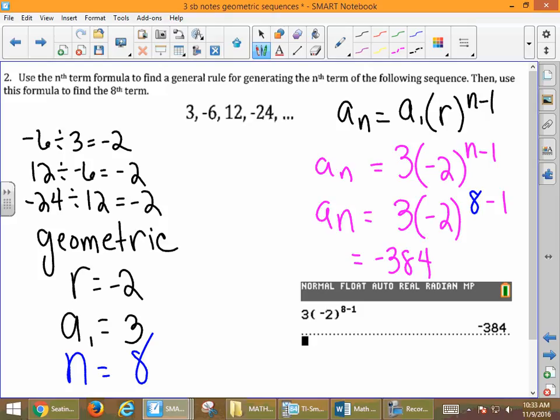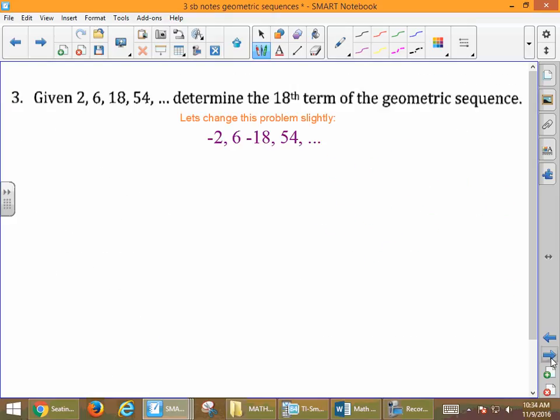So the difference today is a different formula. A sub 1 is still the first term. R is a common ratio in this one instead of a common difference.